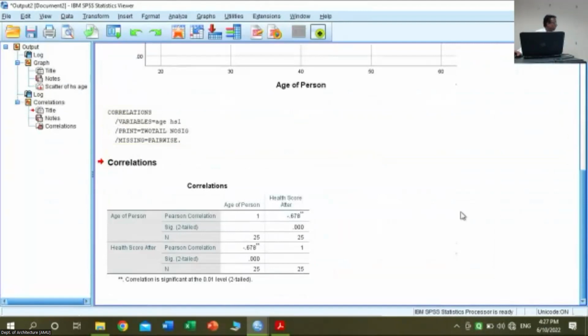See here, the correlation between age of the person and health score is given here. This is the value minus 0.678. Correlation always lies between -1 and +1.